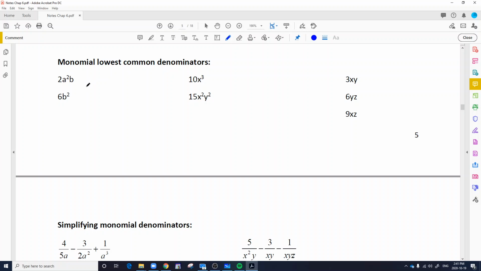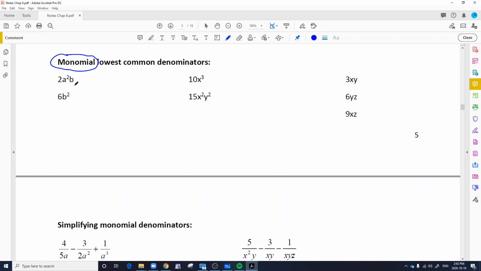So hopefully you've practiced the ones that have a common denominator so you get that rhythm of how to add and subtract numerators and then how to simplify. Now we're going to talk about how to create common denominators. So we're going to start with monomial denominators and then we'll move up to binomial and so on and so on. So with a monomial denominator, we're going to start without fractions.